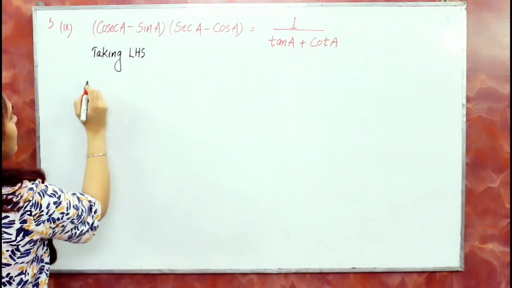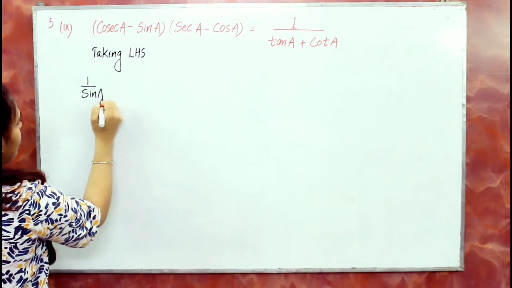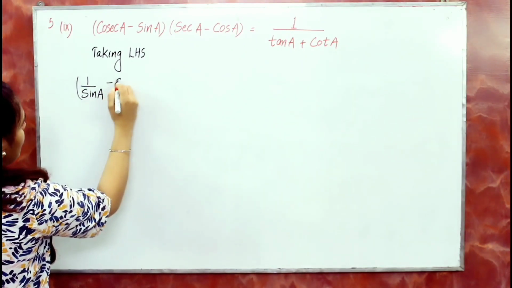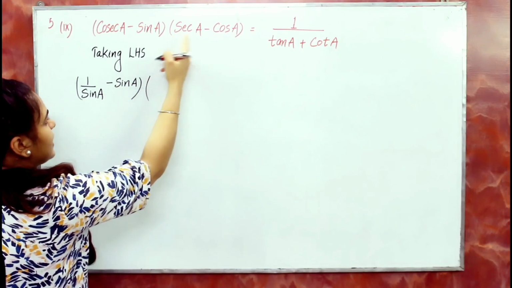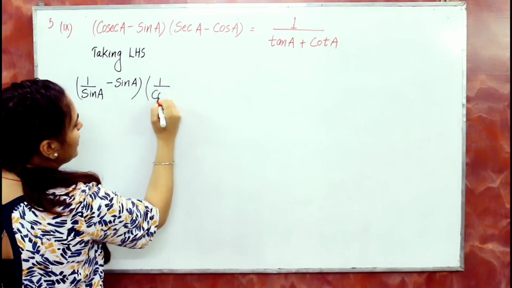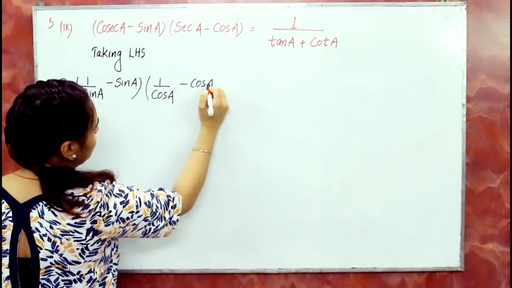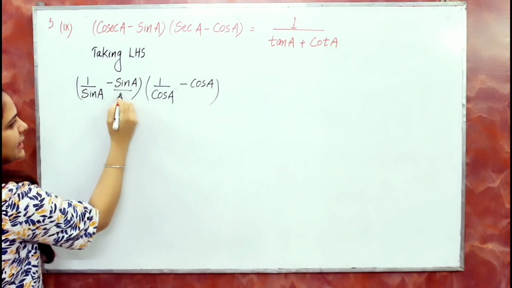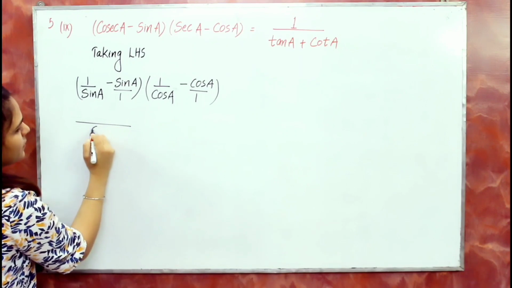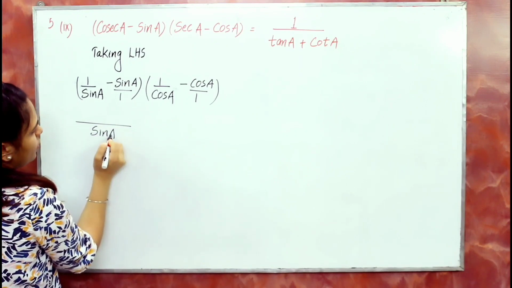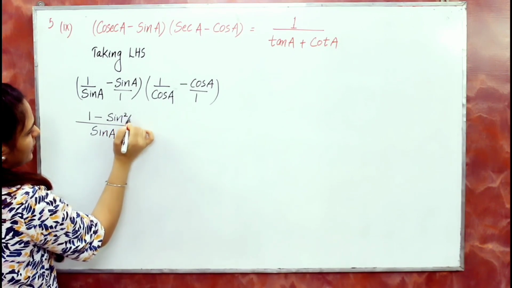Like cosec A will be 1 upon sin A minus sin A, and sec A is equal to 1 upon cos A minus cos A. Now by taking LCM, this will become sin A 1 minus sin square A.